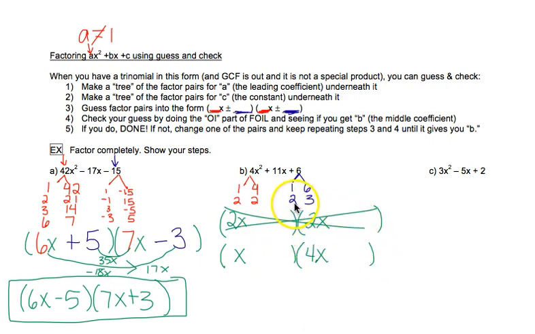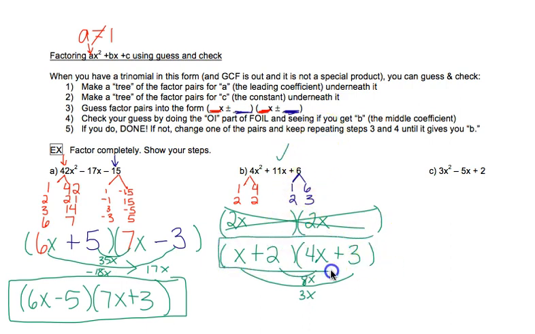So going back here, if I want to try the 2 and the 3, it would need to be a +2 here and a +3 here, which when I check, outsides give me 3x, insides give me 8x. 8x plus 3x is 11x, which is what I need. So x plus 2 times 4x plus 3 is my answer.